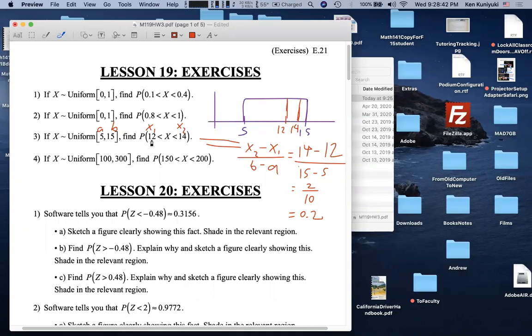So if you know how to do 3, then you can figure out 4. I'll leave 4 to you. Any questions? It's good that you looked ahead. It's good that you actually looked at the problems.